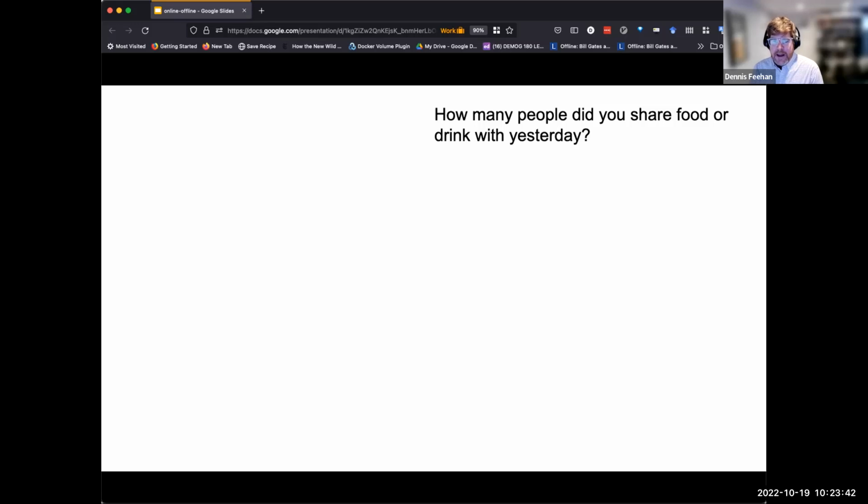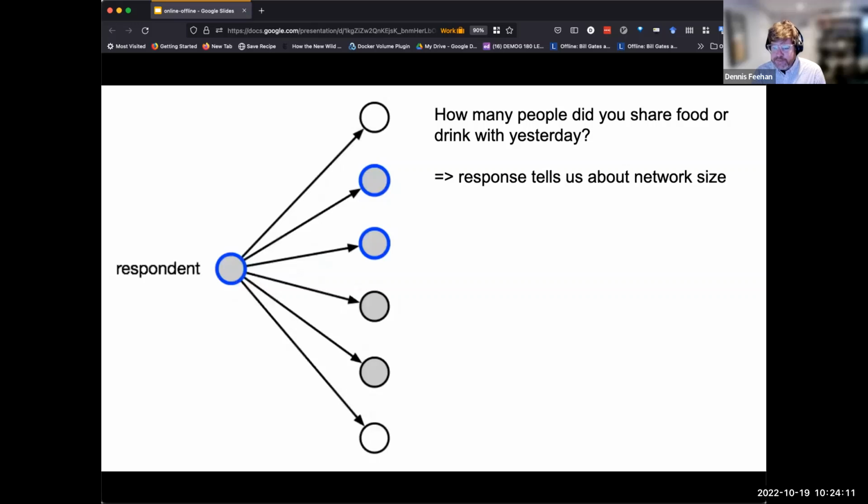Okay, so we took a little detour and talked about this idea of how we have to choose a tie definition if we want to use network questions like this to estimate the size of a group like internet users. Now I'm going to go back to providing some intuition behind how the actual estimator works. So let's suppose we're in the arm of the experiment where we're asking people about this meal definition. We ask a survey respondent something like, how many people did you share food or drink with yesterday? And the response the respondent gives us tells us about her network size.